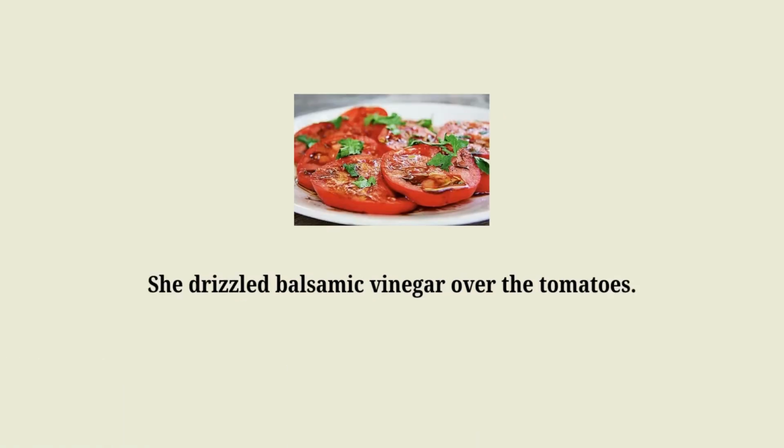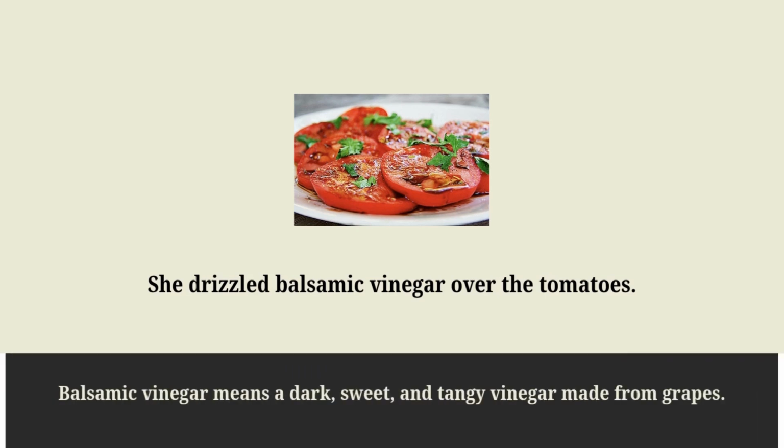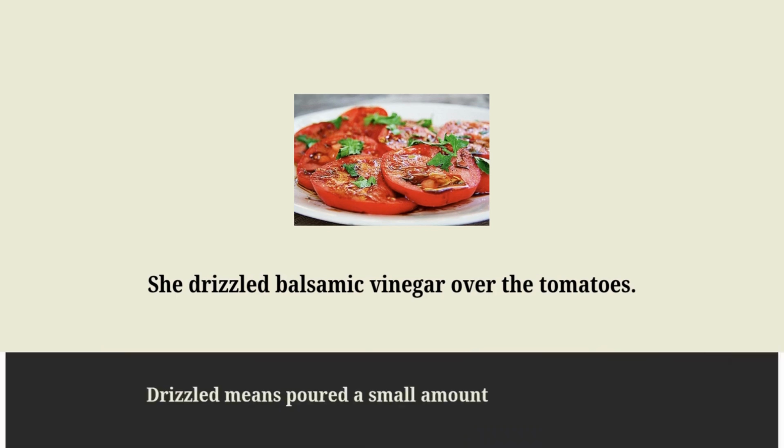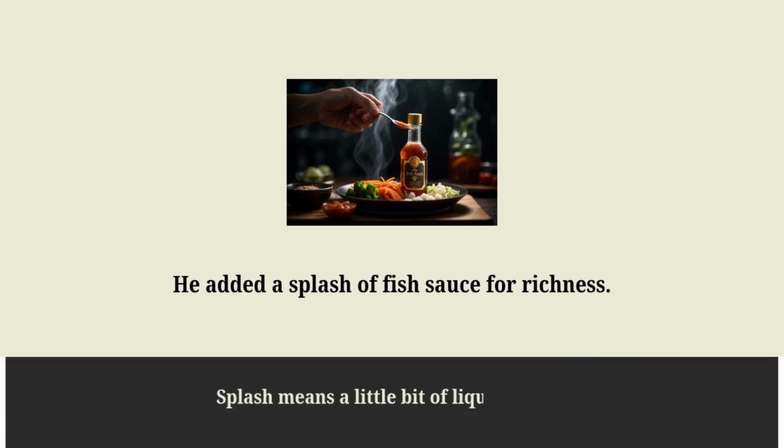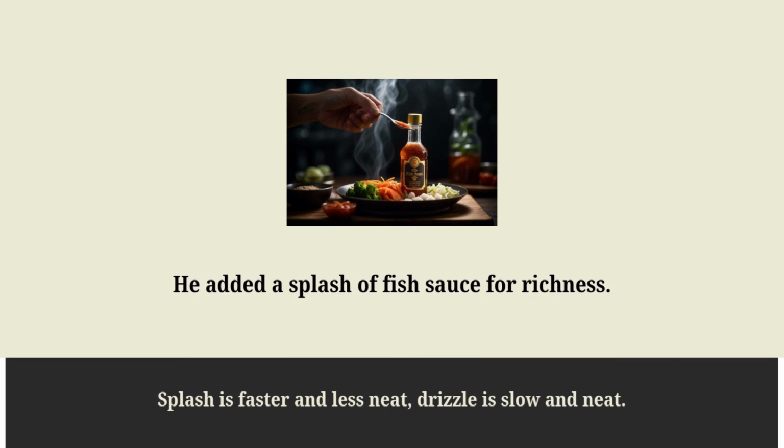She drizzled balsamic vinegar over the tomatoes. Balsamic vinegar means a dark, sweet, and tangy vinegar made from grapes. And drizzled means poured a small amount in a thin stream. He added a splash of fish sauce for richness. Splash means a little bit of liquid added, so splash is faster and less neat. Drizzle is slow and neat.